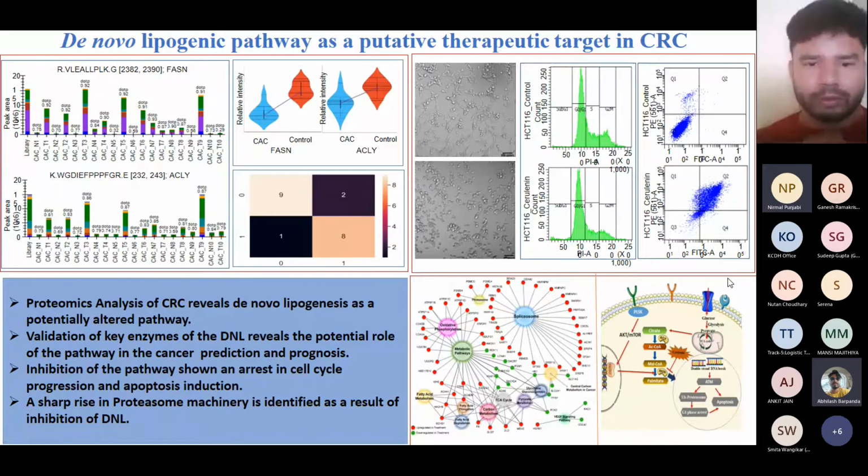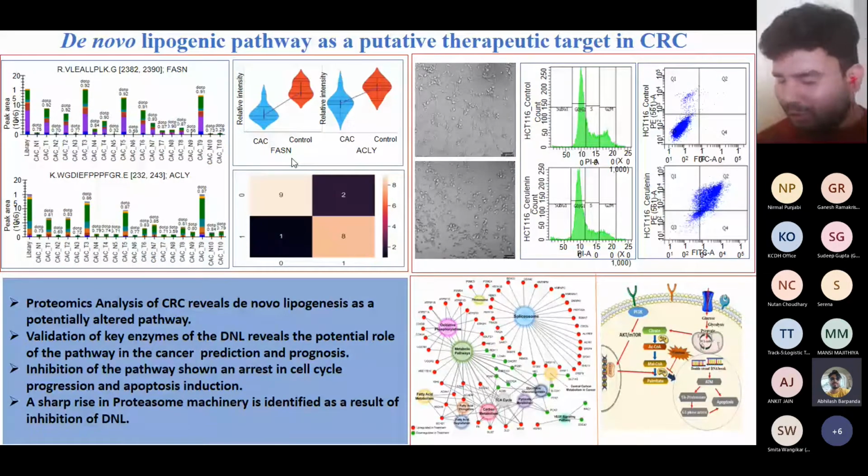Can you just explain the second curve, where you're comparing FASN and ACLY with the relative intensity which is plotted? Yes. The controls are non-cancerous cells, non-tumorous tissue, sorry. And CAC is the cancer cells. Yes, you got it right.